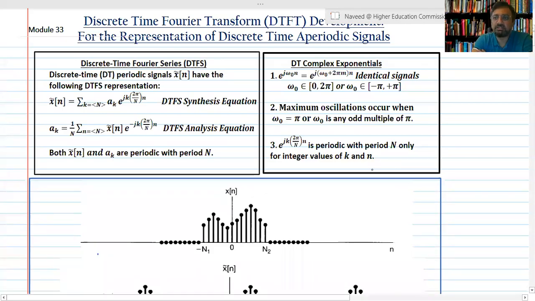So far, we have learned several basic tools of Fourier analysis, and we know the Fourier representation for continuous time periodic signals, continuous time aperiodic signals, and discrete time periodic signals. And now, to complete the set of Fourier analysis tools, in these modules, we will learn the Fourier representations for discrete time aperiodic signals, and that will lead us to discrete time Fourier transform development.